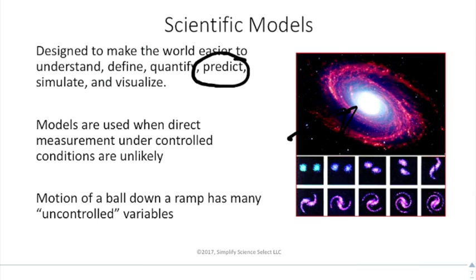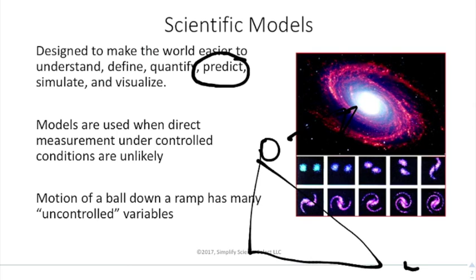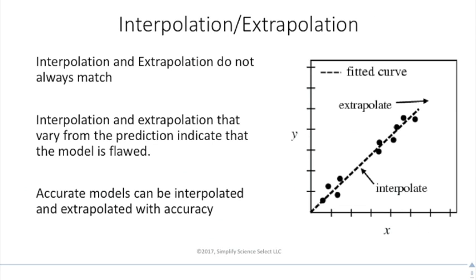So the motion of a ball down a ramp has many uncontrolled variables. Okay, you have air currents, you have friction, you have how somebody's releasing the ball, you have imperfections in the floor. There's a lot of uncontrolled variables. So as a result, interpolation and extrapolation do not always match what we experimentally do. Okay, in fact, when they vary from the prediction, that indicates that our model is flawed.